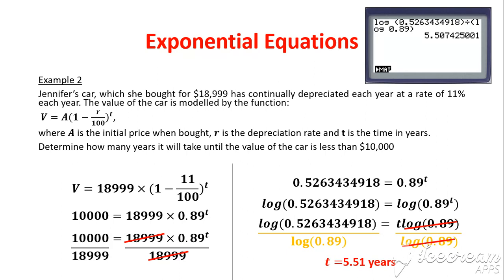So we've worked out that it's going to take 5.51 years to get down to a value of $10,000, and therefore anything greater than 5.51 years will be less than $10,000.